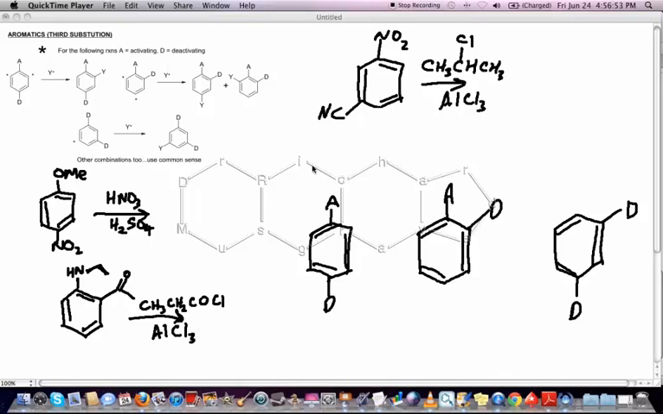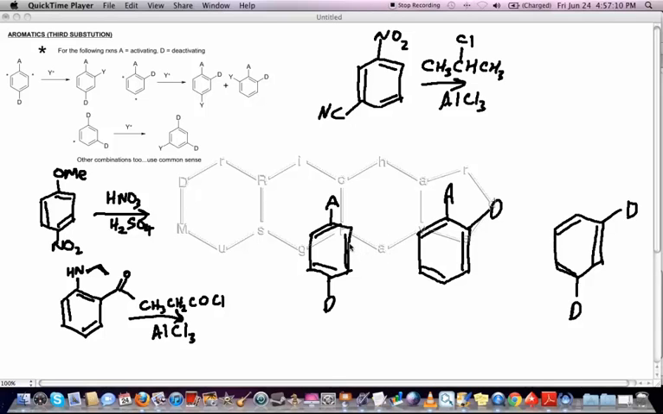Let's look now at what happens if we try and put a third substituent on the aromatic ring. We've already got two existing substituents on the aromatic ring. Now we're trying to see if we can add a third. And what we're interested in here is, again, the directing effects that each group is going to possess.